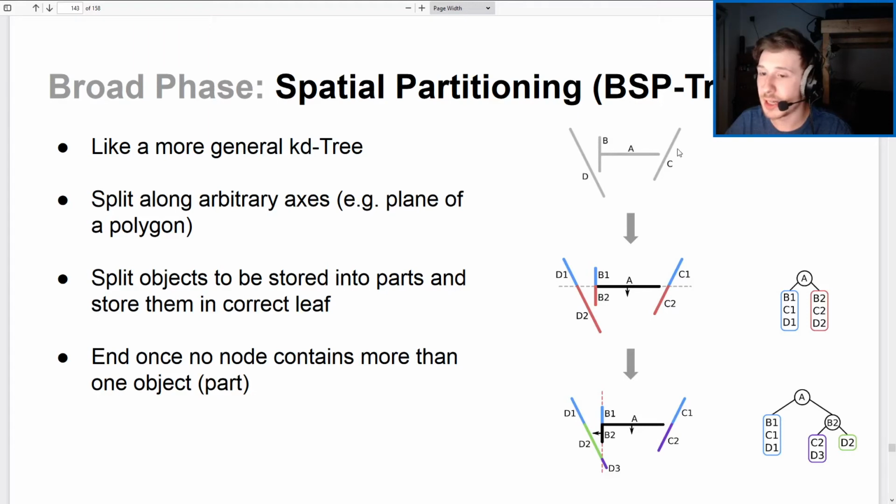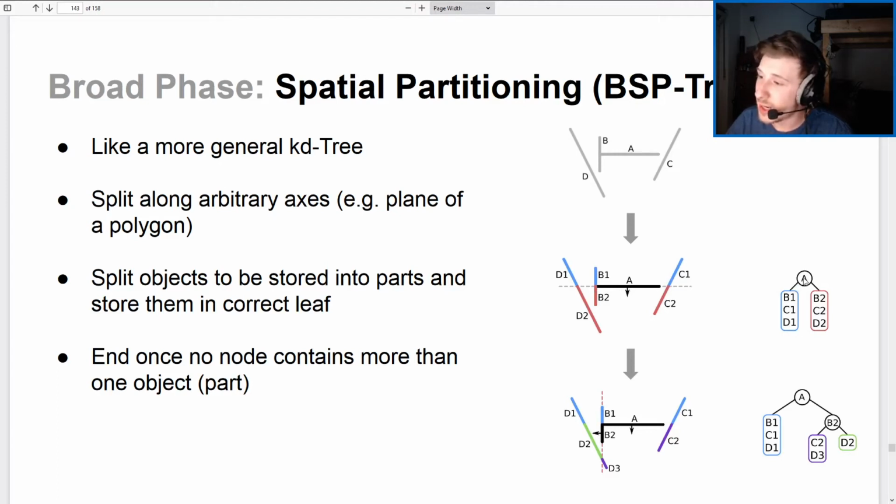We can pick basically any vector or any axis. We split along an arbitrary axis. Maybe a plane of a polygon is a recommended thing. And then, for example, we split the whole thing at this A axis here. And then we created a tree.